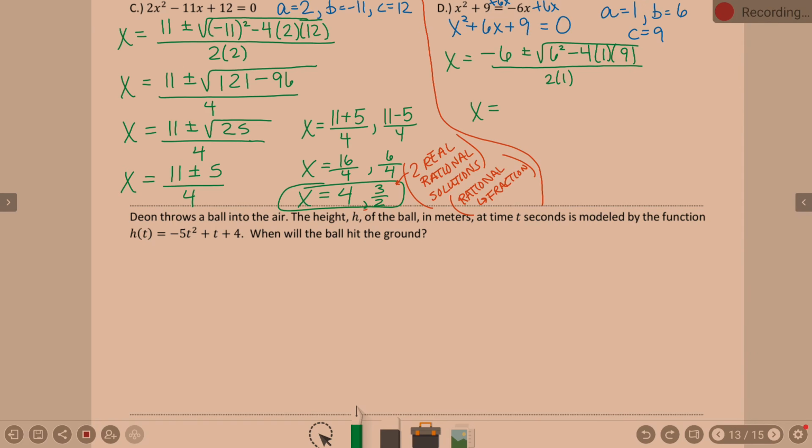Negative 6 plus or minus, what is 6 squared? 36. 4 times 1 times 9? 36. All over 2. What is 36 minus 36? 0, yes? So now we end up with negative 6 plus or minus the square root of 0, but what's the square root of 0? 0 all over 2.